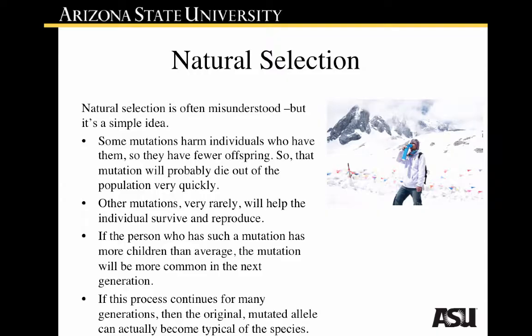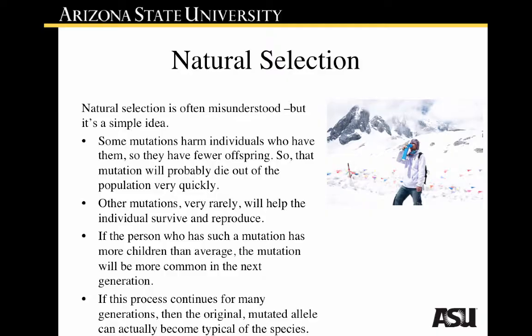Natural selection is a pretty simple idea. Some mutations harm individuals, and as a result they have fewer offspring. That offspring would probably die quickly or not have additional offspring, and the mutation would die out in the population very quickly. Other mutations, very rarely, help an individual survive and reproduce. If the person who has such a mutation has more children than average, then of course that mutation will get passed along and become more common in the next generation.